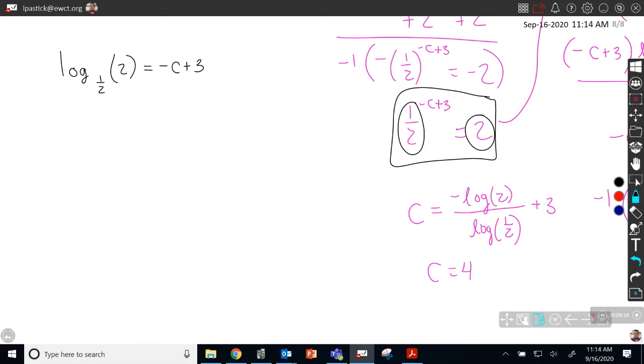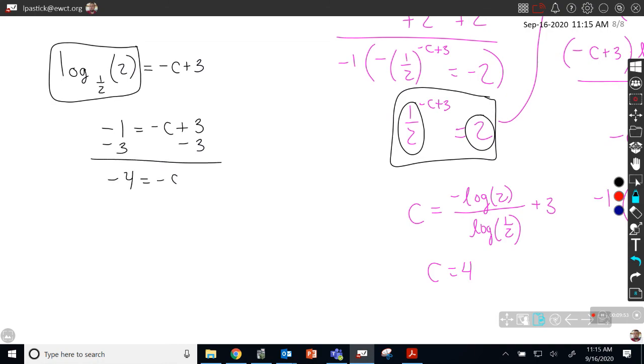So I can already rewrite that in a totally different format. Now, you've got to know logs in order to do this. So what is this asking, the log base 1/2 of 2? It's asking what power of 1/2 gives you 2. Well, I know 1/2 to the negative 1 gives me 2. So this is actually equal to negative 1. And now we have a simple equation we can just solve. We can go minus 3, negative 4 equals negative c. C equals 4. So that's way more efficient, but it requires that background knowledge of logarithms.